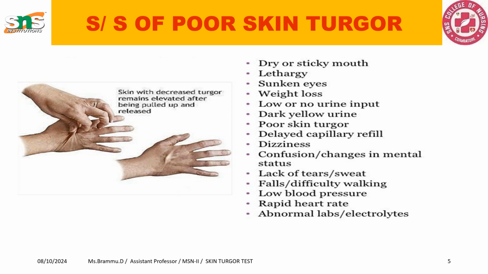So, what will be the possible signs and symptoms for these cases? These cases are going to have dry and sticky mouth, lethargy, sunken eyes, weight loss, decreased urine output or no urine output, that is oliguria or anuria, dark yellow urine due to high concentration, poor skin turgor, delayed capillary refilling, dizziness, confusion, lack of tears, sweating, high risk for fall, low blood pressure, rapid heart rate, and abnormal lab values. All these indicate the signs of dehydration.